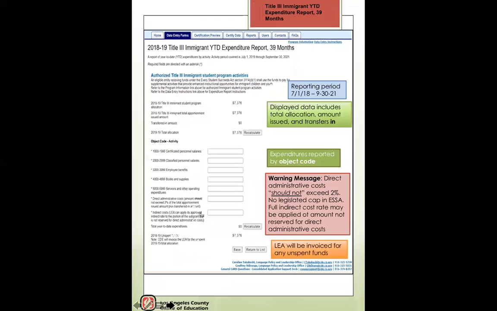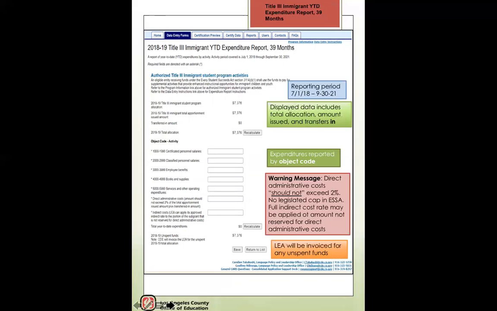The next one is your Title III immigrant. As I said, it's similar reporting period, same reporting period. The displayed data, same thing. You can only transfer money into Title III immigrant programs. And while most of it you'll see is the same as the EL report, there is a difference. And you'll see in the pink box, it says warning message as opposed to an error message.